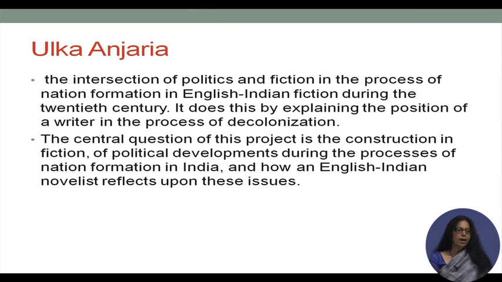the nation. And this intersection of politics and fiction in the process of national formation in English Indian fiction during the 20th century, she looks at that and does this by explaining the position of the writer in the process of decolonization. The central question of this project, as she puts it, is the construction in fiction of political developments during the processes of national formation in India, and how an English Indian novelist reflects upon these issues. So, the active involvement of the English Indian writer in this imagining or in the scripting of the master narrative of the nation.